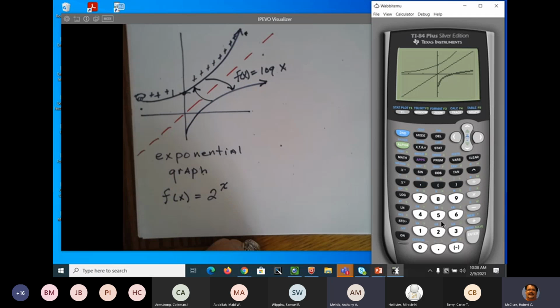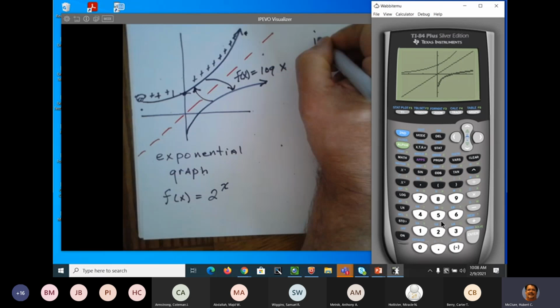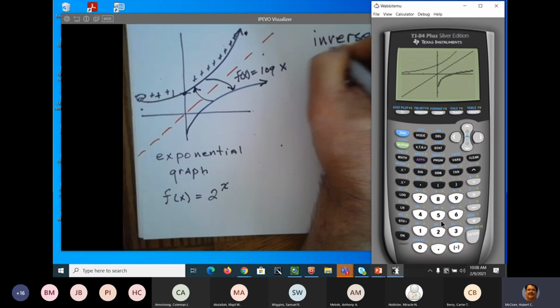Anybody? Symmetrical. What'd you say? Symmetrical? Not symmetrical, but you're in the right area. There's another word for that when it's going across a 45-degree angle, or they look alike but going in different directions. Starts with an I. Inverted. Inverse. Write that down. Inverse. These are inverses of each other.